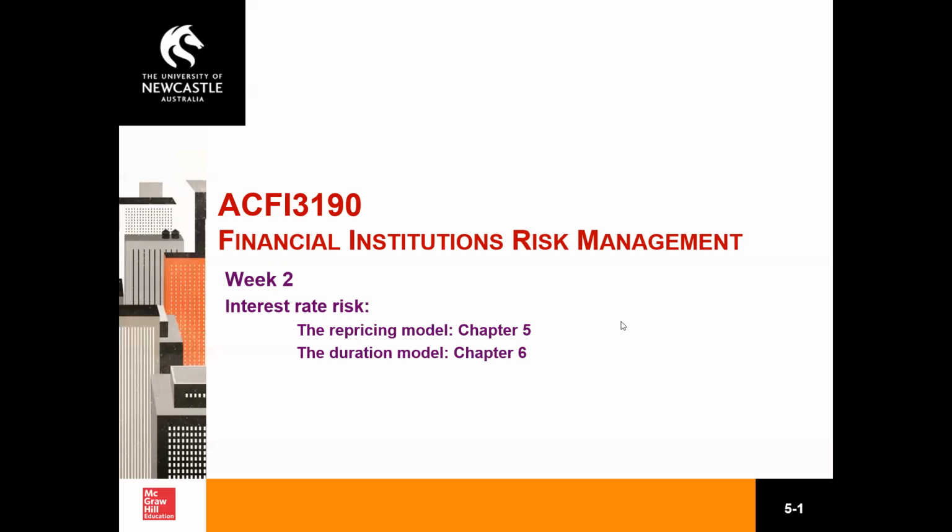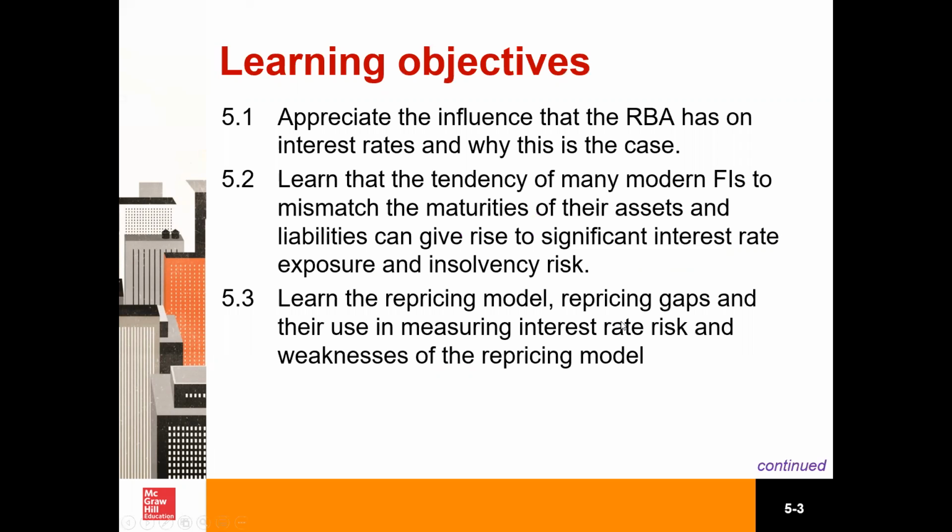First of all, chapter 5, and we have a few learning objectives from this chapter. First, we will discuss how the Reserve Bank of Australia, the Australian central bank, can influence interest rates in the market. We will discuss how modern financial institutions typically mismatch the maturities of their assets and liabilities and thereby expose themselves to interest rate risk exposure. We will discuss the repricing model, a technique to find out financial institutions' interest rate risk exposure, and we will finally discuss some weaknesses of the repricing model.